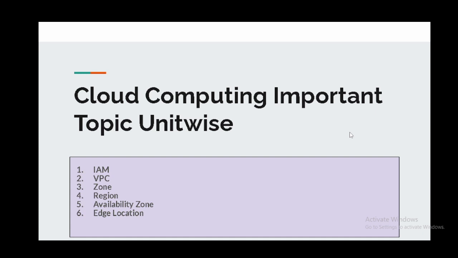Like in the Asia Pacific zone, we have regions, some regions like Hyderabad, and we have Mumbai. So either in Hyderabad or in the Mumbai region, we have different availability zones. In that availability zone, we have different AZ locations.